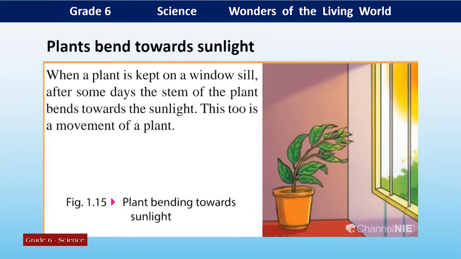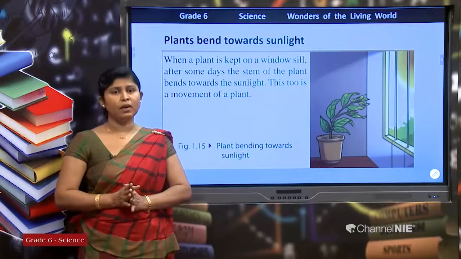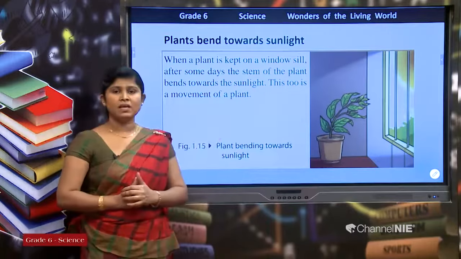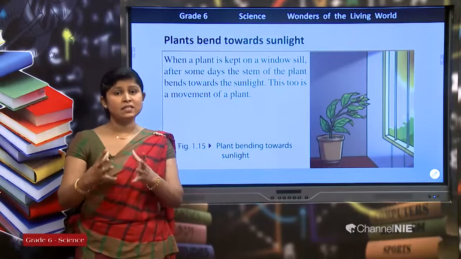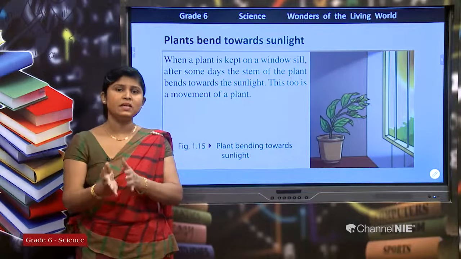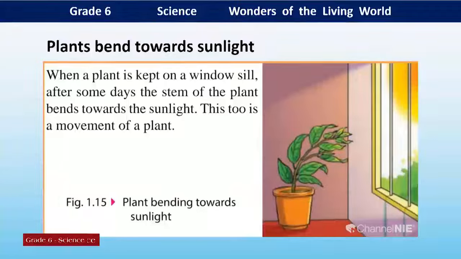You can see that there is a window, right. Look at the picture given on the screen. There is a window, a potted plant is kept closer to the window. Then when we observe it for several days, you can observe that the upper part of the plant has bent towards the sunlight. You can check your textbook figure 1.15, right. Then it proves how the plants show movements towards the sunlight. Sunlight is a stimulus. Then the plant can move towards the sunlight.